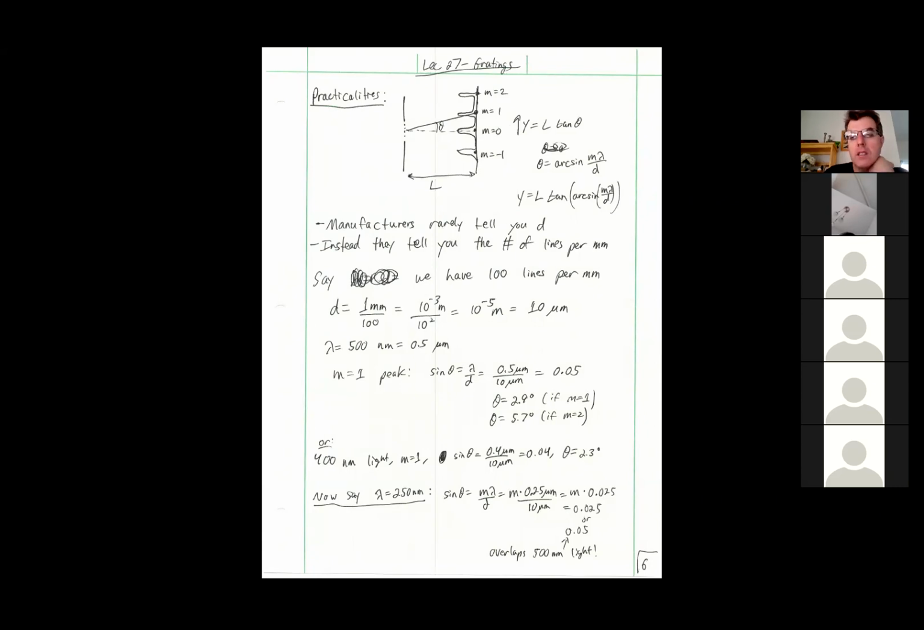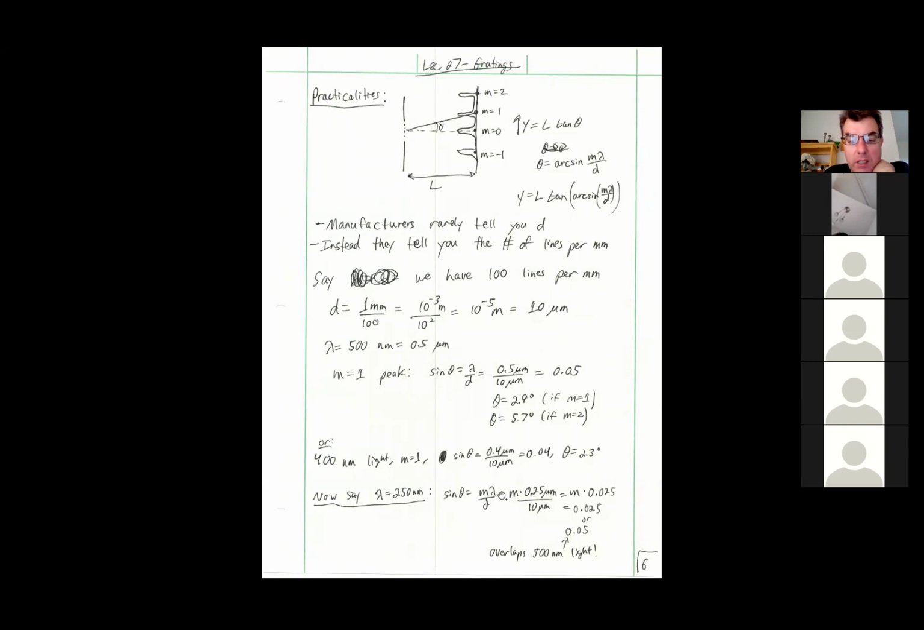Now here's where things get a little bit tricky. Let's say we've got a peak with m equals 1. Then sine theta, lambda over d, is 0.5 over 10 microns, assuming 500 nanometer light, or half micron wavelength. All right, so sine theta is 0.05. So theta is 2.9 degrees if m equals 1. It's 5.7 degrees if m equals 2. And if we send in 400 nanometer light, we get different angles. So far, so good. But now someone sends in some ultraviolet light with 250 nanometer wavelength, or 0.25 microns.